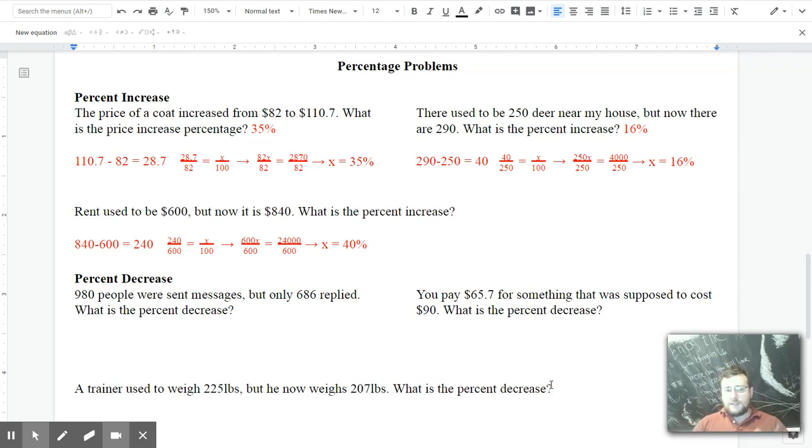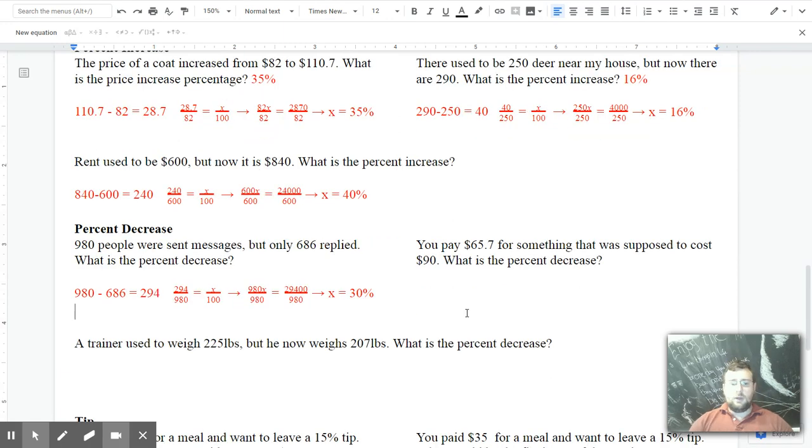So try these problems on your own using the same mentality of figuring out the difference before you do the setup. Pause it, and then I will review the answers. Here's the answer for the first one. Let's see if you did that right?